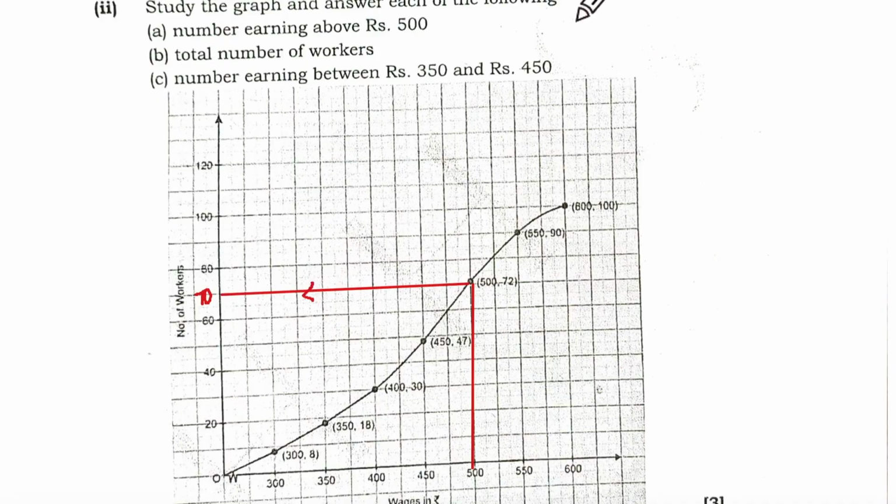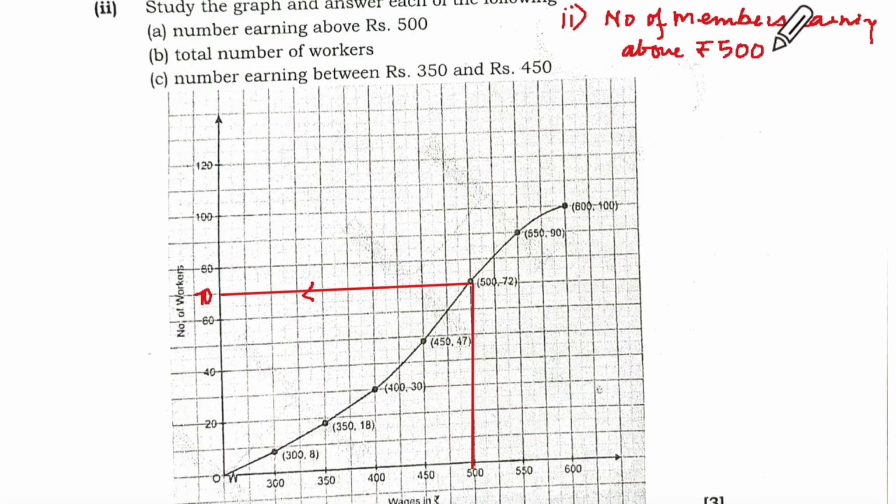So you are going to say, this is the second part. You will say number of members earning above rupees 500 will be equal to, the total is how much? Total is how much? Can you see here? 100. It is 100 is the total, correct? So 100 minus this. 70.